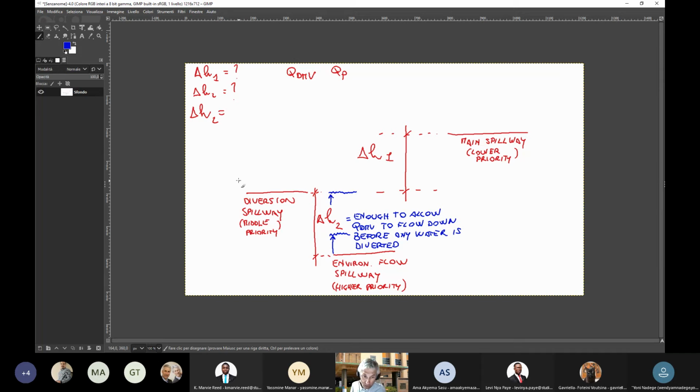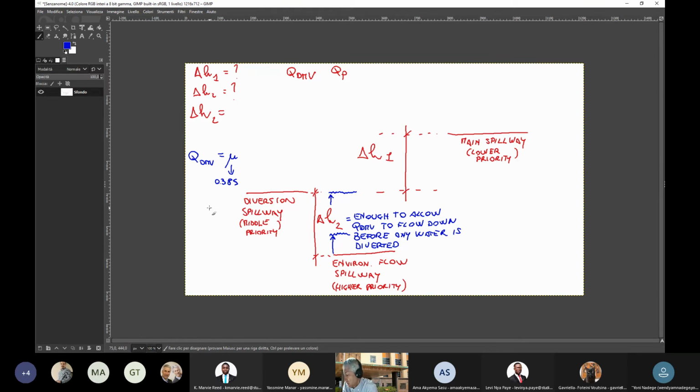How can I compute the flow released by a spillway? There is a relationship that comes from fluid mechanics. So let me express the flow through the environmental flow spillway as the product of a flow coefficient μ, which takes a value that is close to 0.385 for a large spillway.